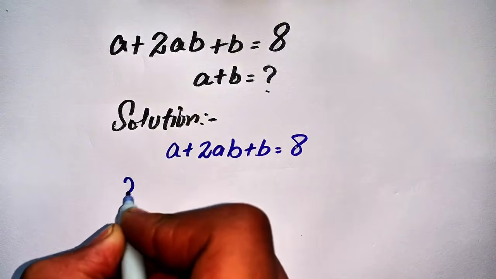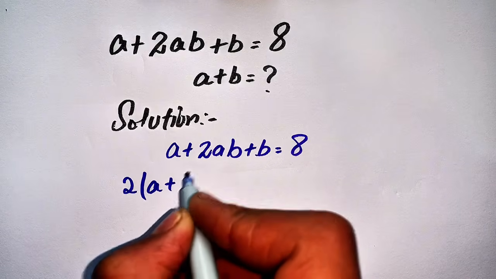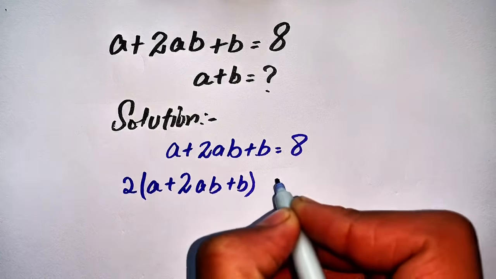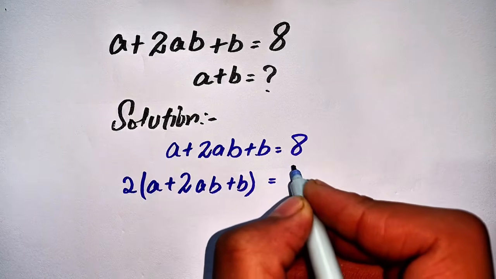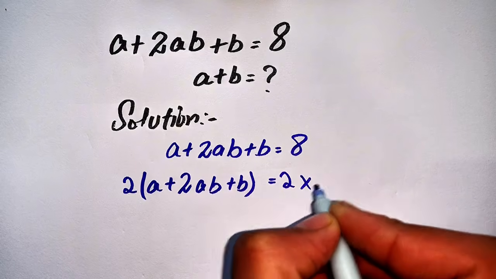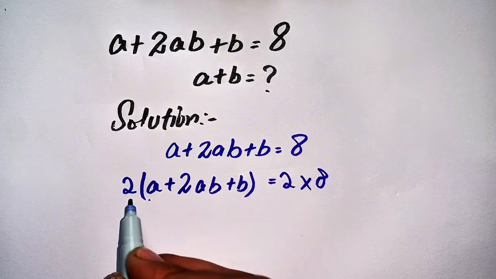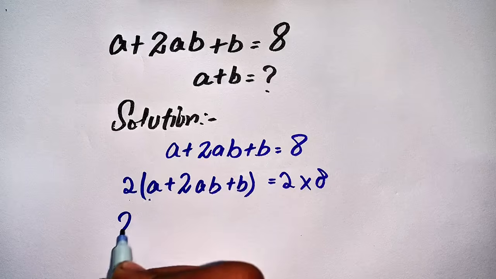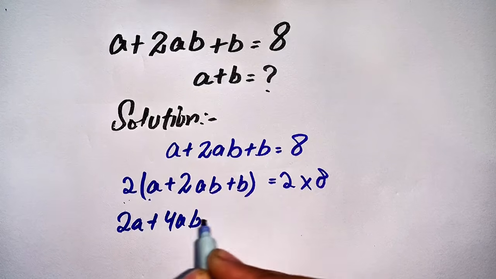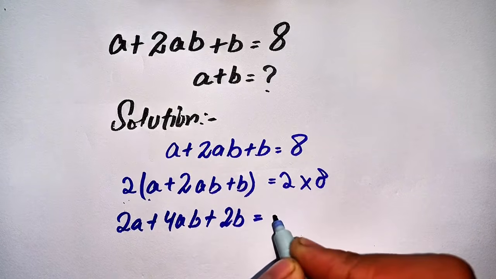So first step, we take 2 common: 2 times a plus 2ab plus b is equal to, as we noted, multiplying both sides by 2 in the first step. So this will be 2a plus 2 into 2, 4ab plus 2b is equal to 8 multiplied by 2, which is 16.